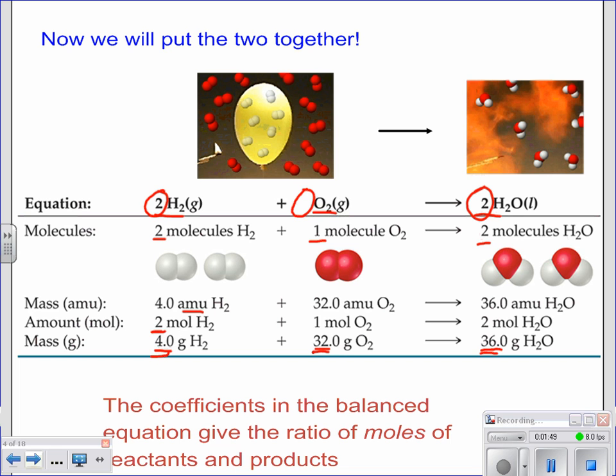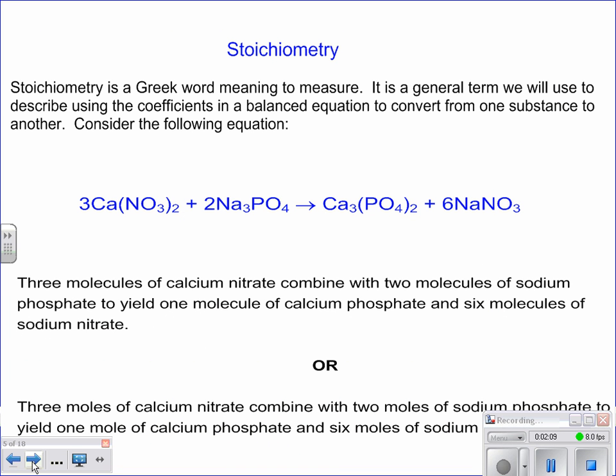So what we're going to do today is go from amounts of one substance to amounts of a different substance, because we're using our balanced chemical equation. In other words, we're using our coefficients in that equation to give us our mole ratio. So it gives us the ratio of moles. Okay, so this is the information that you guys have on your handout in front of you.